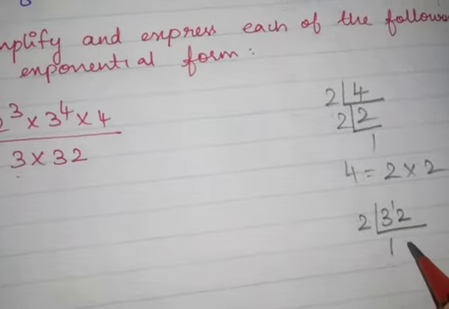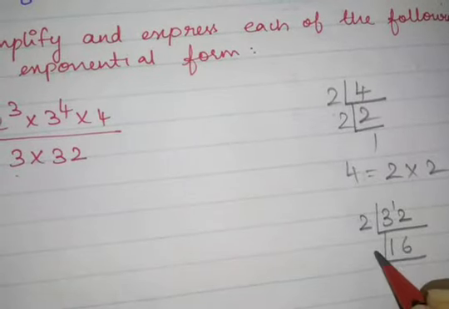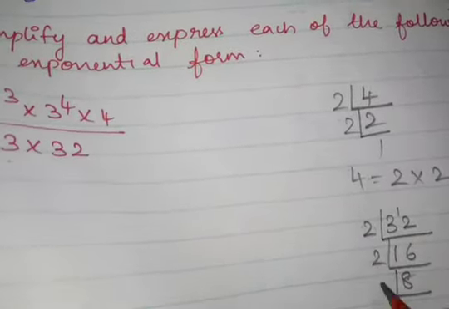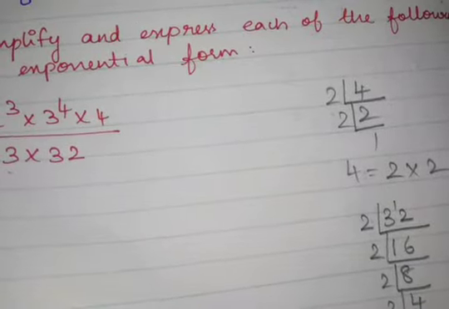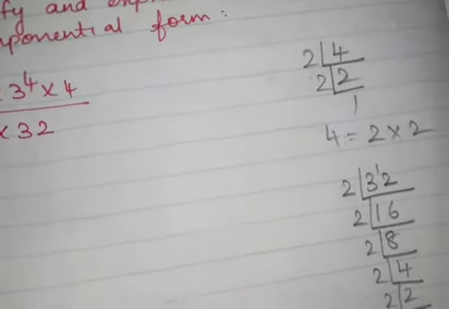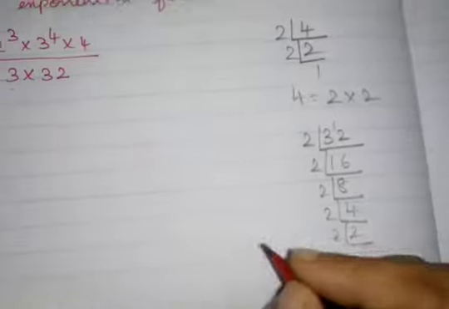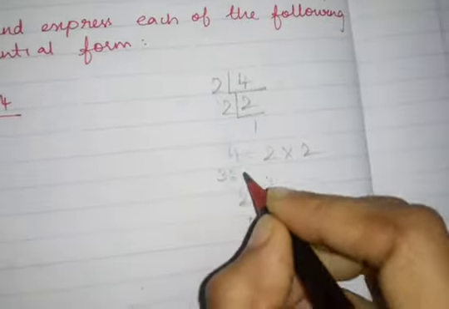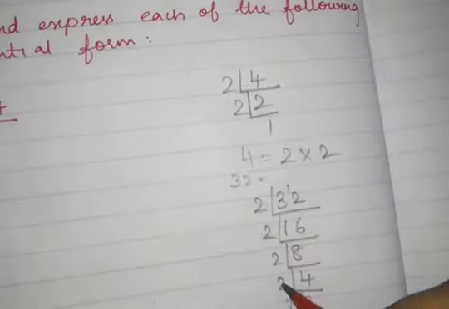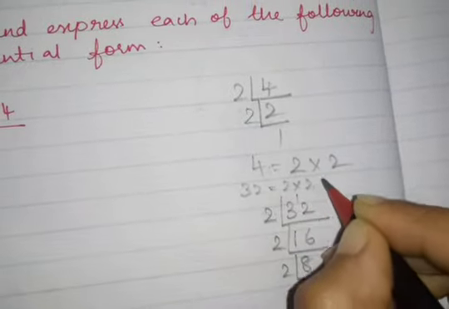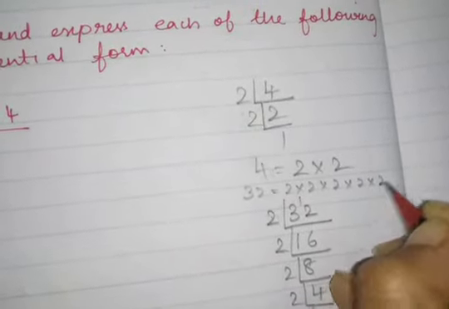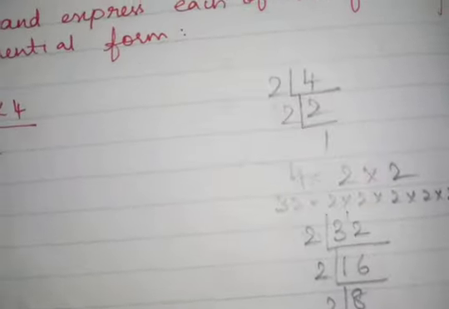2 1s are 2, 2 6s are 12, then 2 8s are 16, 2 4s are 8, 2 2s are 4, 2 1s are 2. So 32 can be written as 2 into 2 into 2 into 2 into 2. Okay, 32 can be written like this.